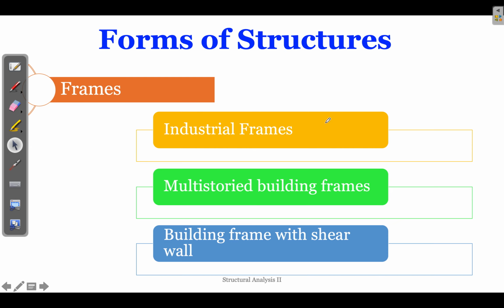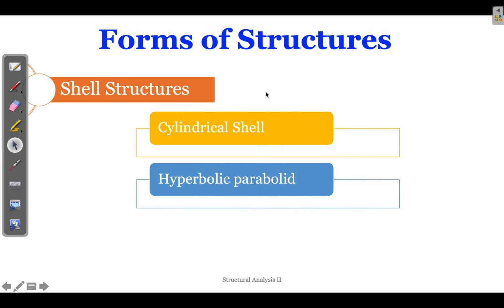Okay, so industrial frames, we have seen industrial frames, like the Delhi Auto Expo, which is very famous. A beautiful industrial frame structure you can observe there. Then multi-story building frames, even in airports you can see the frame structure. Then building frame with shear wall, this you can see during construction. Then there is also shell structure, cylindrical shell and hyperbolic paraboloid shape structure. So shell structures are there, but this is out of your scope.